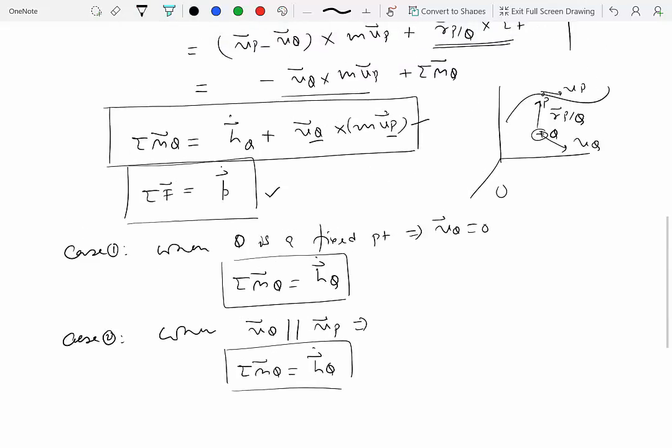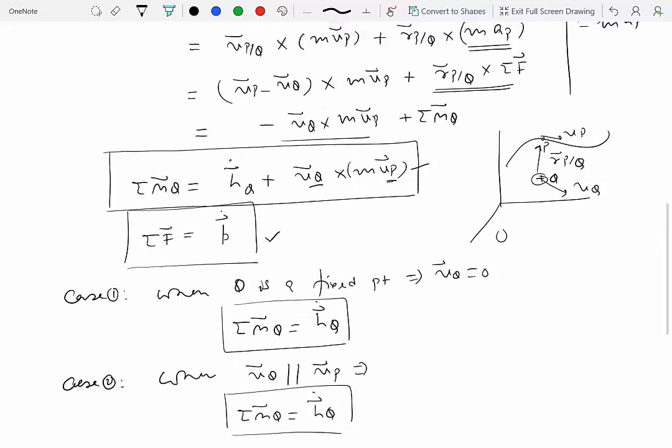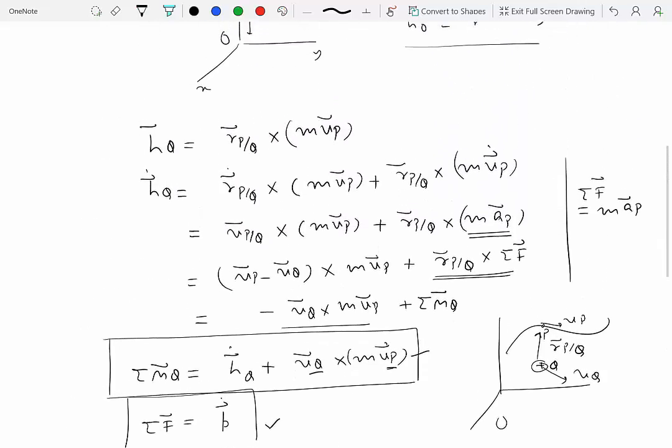And of course, we will also have the trivial case when vp is 0, which means that p is stationary, then also sigma mq would be equal to h dot q. But that's not an important case because that will be trivially true. So we get this nice relationship, and we will pretty soon see how we can use this.